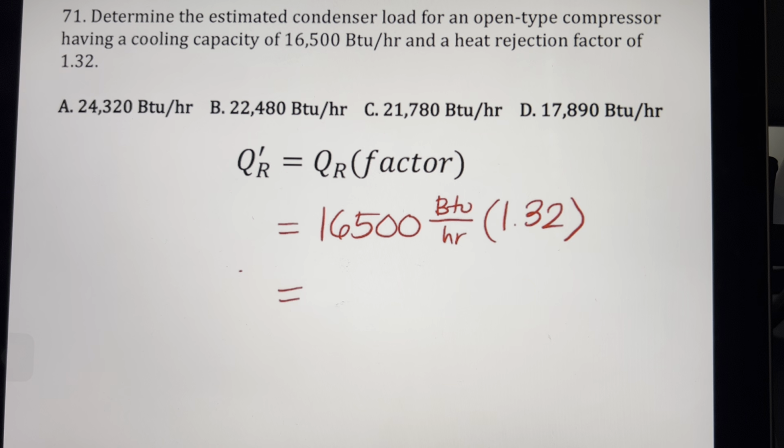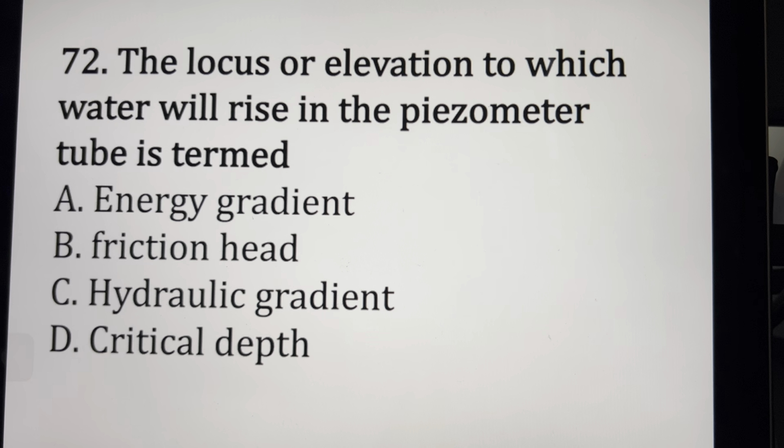What is our condenser load, which is denoted as QR prime? It's equivalent to 21,780 BTU per hour. The locus or elevation to which water will rise in a piezometer tube is termed hydraulic gradient.